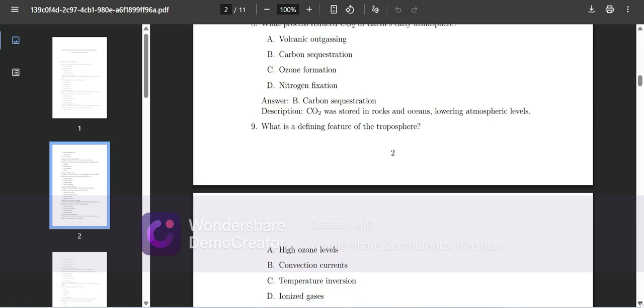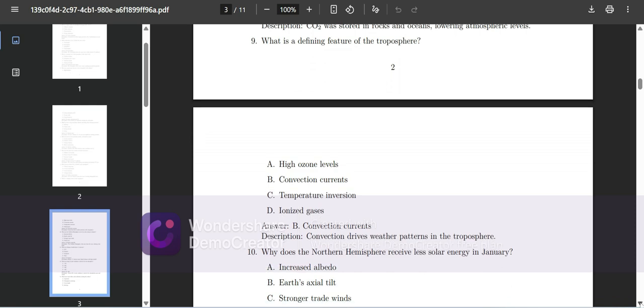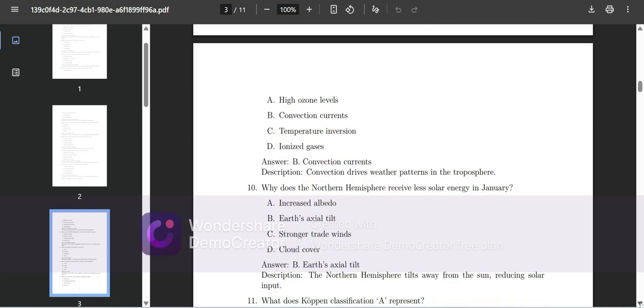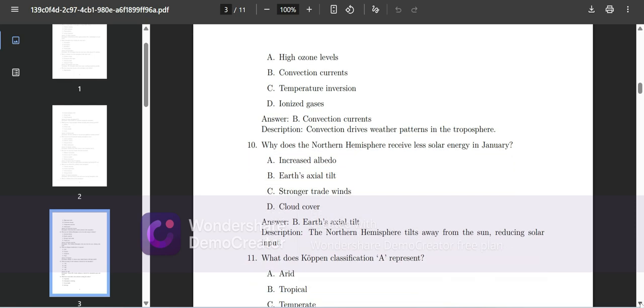What is a defining feature of the troposphere? Convection currents. Convection drives weather patterns in the troposphere.